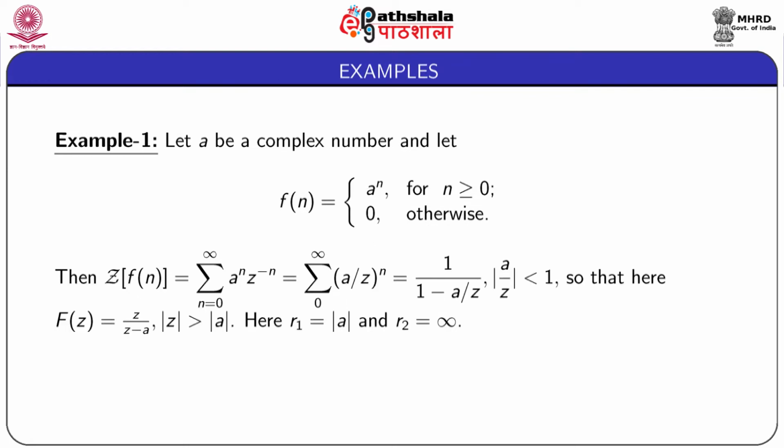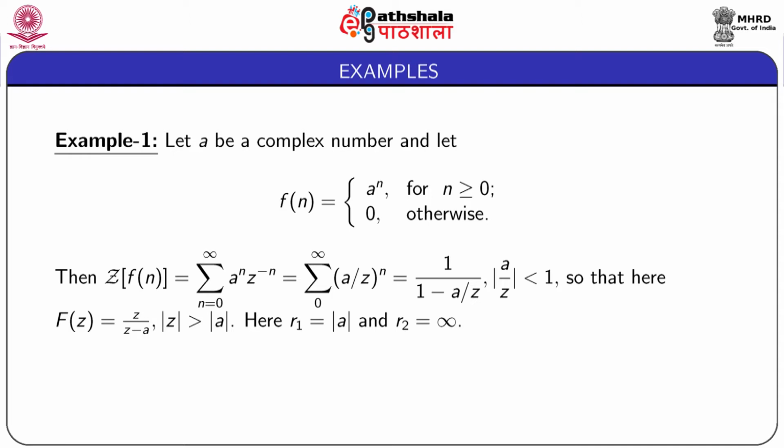Now we consider some examples. Example 1, let a be a complex number and let f(n) equal to a to the power n for n greater than or equal to 0 and 0 otherwise. Then the Z transform of f(n) is summation n equal to 0 to infinity a to the power n z to the power minus n, which is equal to summation from 0 to infinity (a by z) to the power n, and that is equal to 1 by 1 minus a by z for mod a by z less than 1.